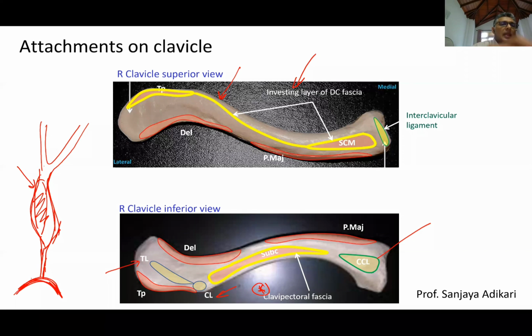Okay, and the part of the clavipectoral fascia that encloses the subclavius here fuses with the periosteum. If this is your clavicle, it fuses with the periosteum of the clavicle.